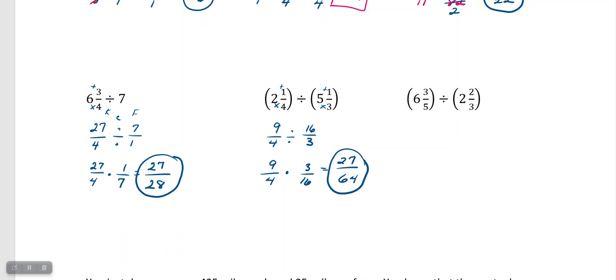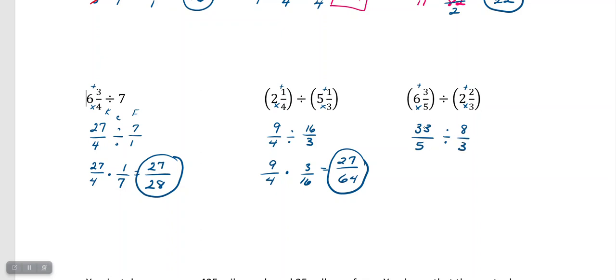All right, so let's work the last one. Same process. So denominator times whole number. 6 times 5 is 30. Plus 3 would give me 33. My denominator's 5. Still keep it in division for now. 2 2/3 would become 3 times 2 is 6, plus 2 is 8. So it becomes 8/3.